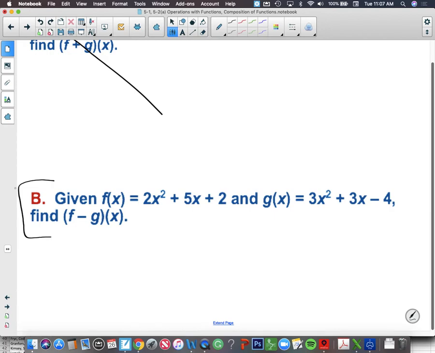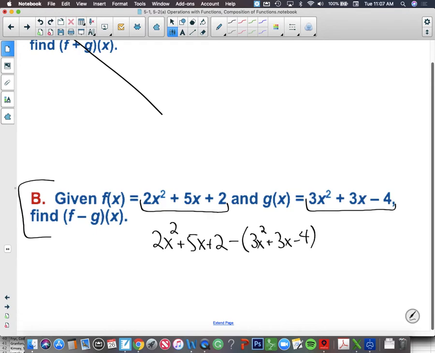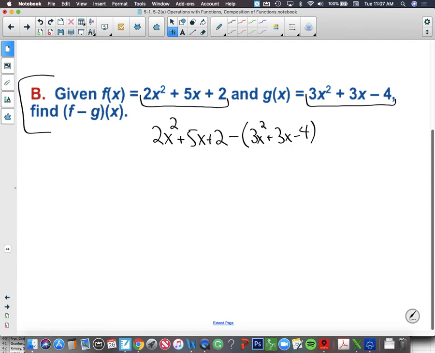Okay, so shouldn't be too bad. We're doing f minus g of x. That means we're taking this function and we are subtracting this function from it. Okay, you needed to make sure you use parentheses, or you changed all the signs in the second function when you subtracted it. All right, so that's f of x. We are subtracting g of x. So when I'm subtracting that function, I need to distribute my negative through there. Boom, boom, boom. So rewrite that so that way we can see all the sign changes. So plus 5x plus 2. Now we got a negative 3x squared minus 3x plus 4.